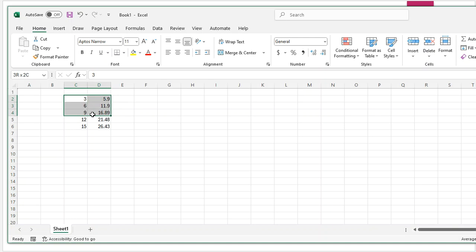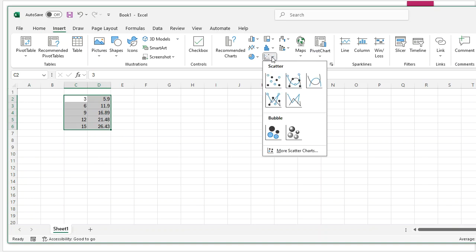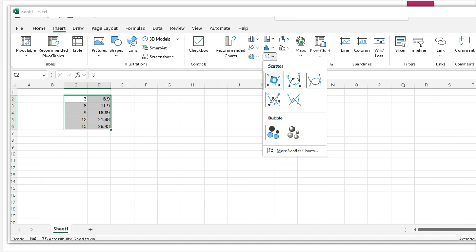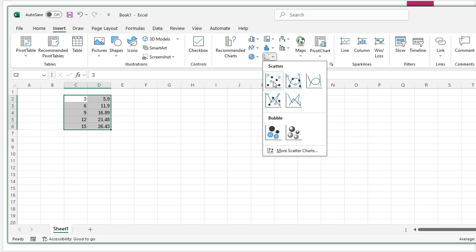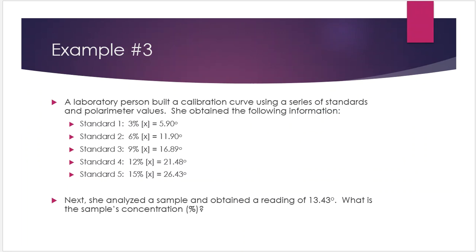But if I highlight the data, there we go, 3, 6, 9, 12, and 15, and then there are the optical rotations from the machine. I'm going to go up here to the top of Excel. I'm going to do Insert, and then I'm going to come over to the chart area, and click the chart. There are a few options in the scatter type of chart that I've just chosen, and the one that I want is the one that has the points or the dots that are just scattered. So there they are, the X and Y axis, just a couple of points, and that is about it. So I'm going to click on that option, and hopefully, oh no.